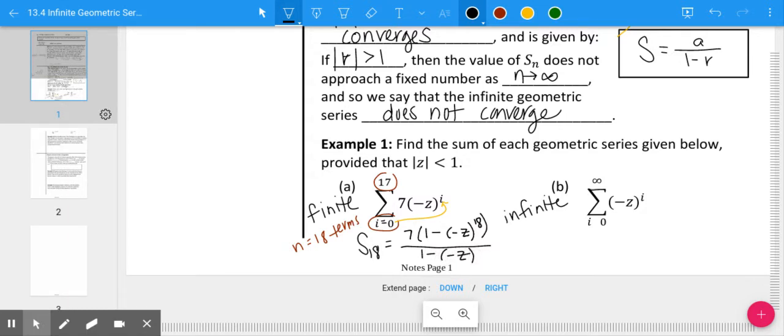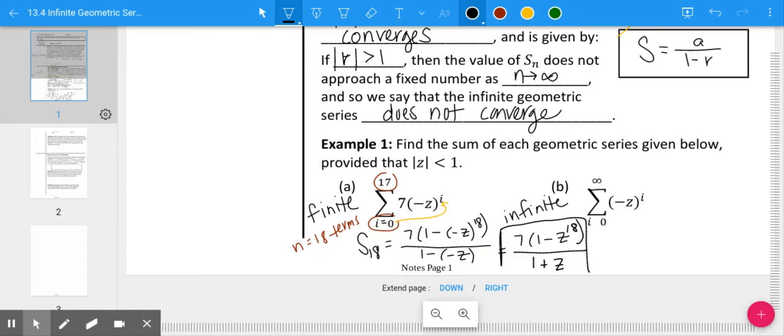Now I'm going to simplify this just a little bit. On the top, I leave the 7. When you simplify the top, the negative z to the power of 18 becomes positive z to the 18, but you still have the subtraction in front. So you get 1 minus z to the 18. And then in the denominator, you have the minus negative turned into a positive, and you get this little guy. So that is my answer to part A. And I don't know what z is, so I can't actually get a numerical answer, but I can get an expression that tells me this.